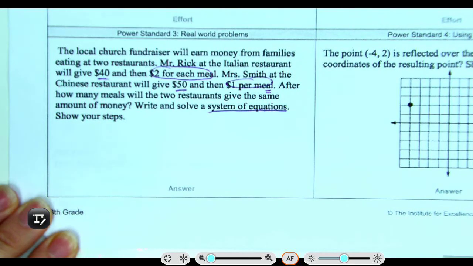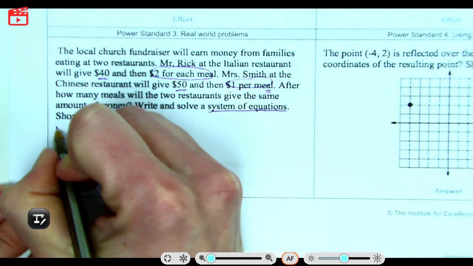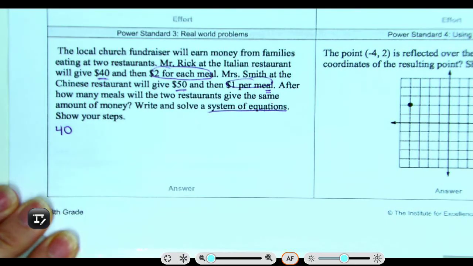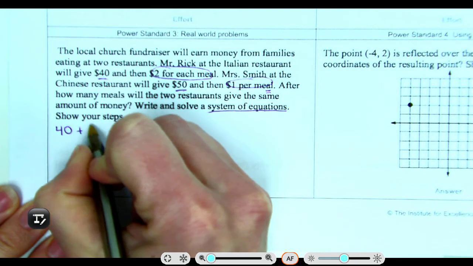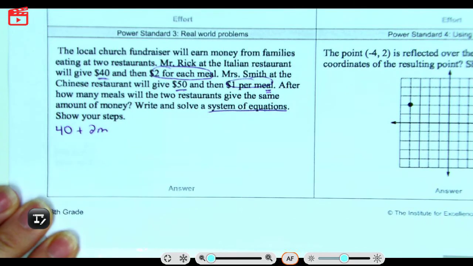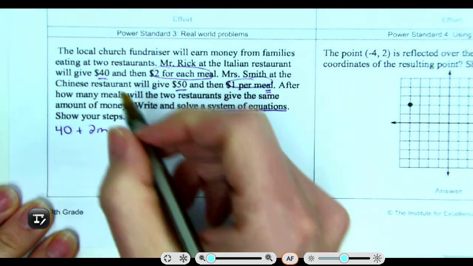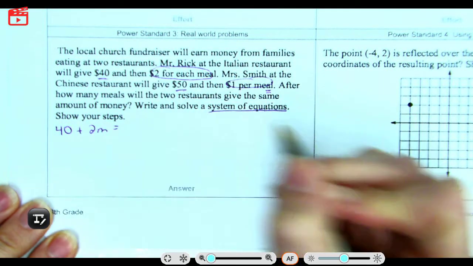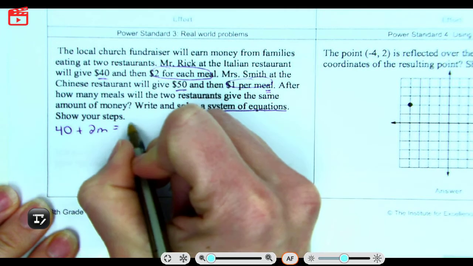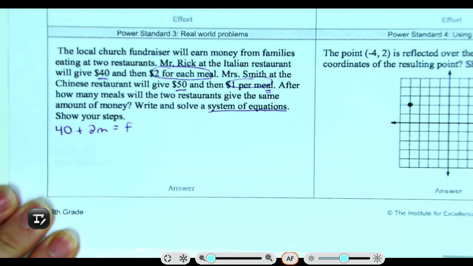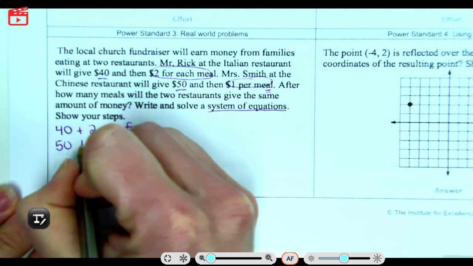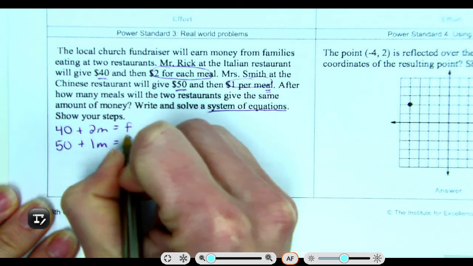So let's start with Mr. Rick at the Italian restaurant. He is going to give them $40 no matter what, and then $2 per meal. So anytime you see per, for each, for every, that means multiplying. And we know that's going to be, I'll take F for fundraiser. It's the total amount of fundraiser from Mr. Rick. Mrs. Smith is going to give $50 plus $1 per meal, and that's her total that she's going to give to the fundraiser.